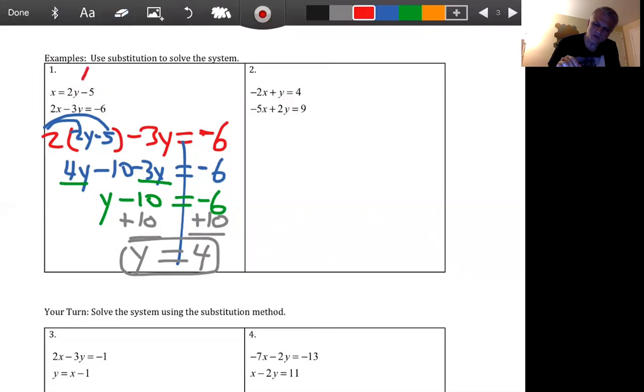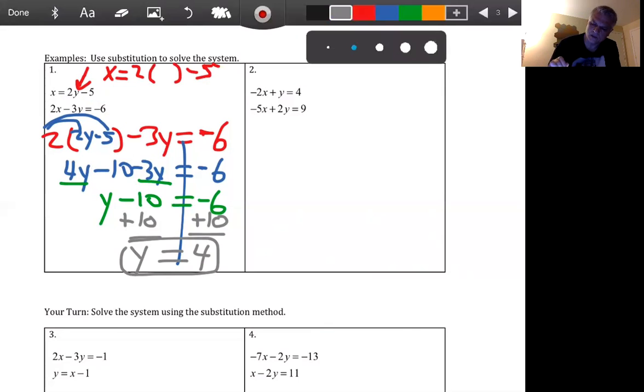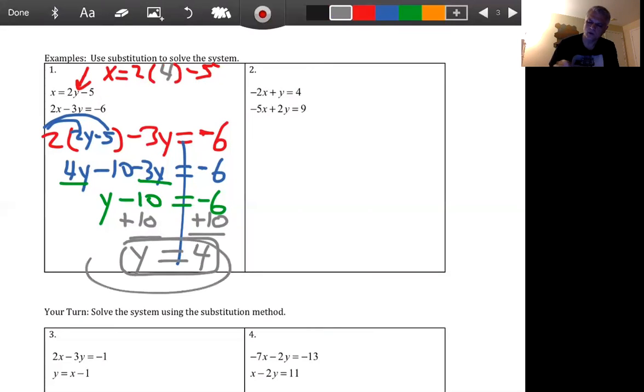Okay, so now that I know what y is, I'm going to go to the first equation and substitute y is 4 for that y. So I'm going to write it like this: x equals 2 times y minus 5. But the y, I know, is 4. So x equals 2 times 4, which is 8, minus 5 is 3.